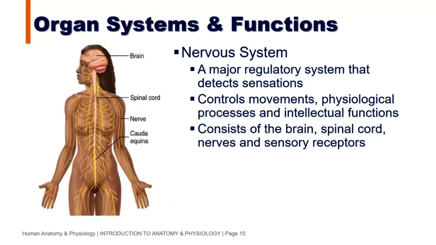For the nervous system, it is a major regulatory system that detects sensations. It controls the movements, physiological processes, and intellectual functions, and it consists of the brain, the spinal cord, nerves, and sensory receptors. So you have here your brain, spinal cord, nerve, cauda equina.